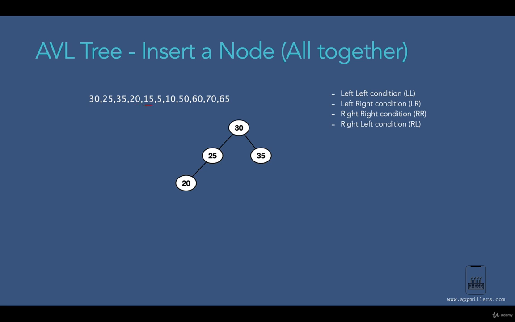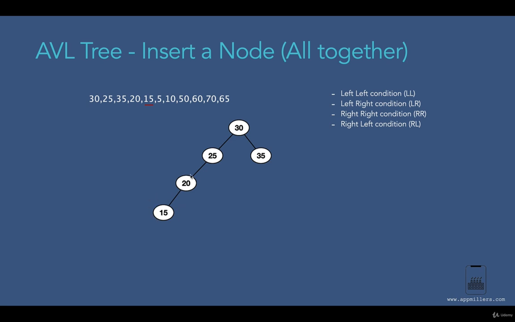The next element is 15. To add 15 to this AVL tree, first we compare 15 with 30. It's less than 30, so we compare it with 25. It's less than 25, so we compare it with 20. It's less than 20, so it's going to be added as a left child of 20.